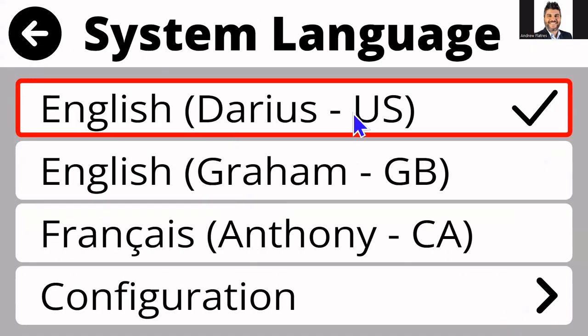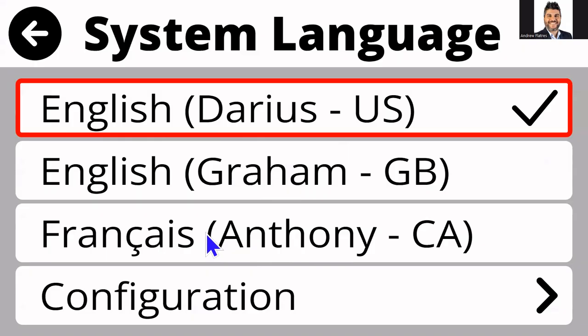I'll open this up very quickly, and you'll see that I have 3 different voices and languages installed. So my selection currently is Darius. He's a US English speaking voice. The other 2 that I have are Graham. It's a British English voice. And the third is Anthony, who is a Canadian French speaking voice.